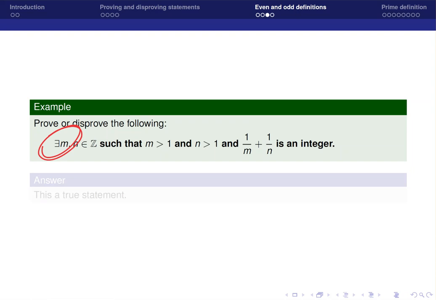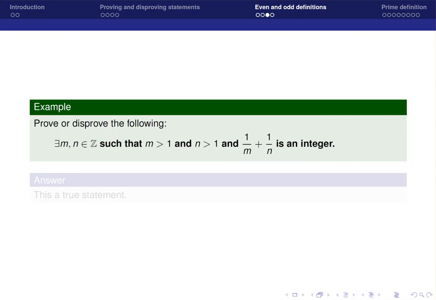It has "there exists" at the beginning. So if you want to prove it, then you must provide me two numbers, m and n, that are both integers, where m is greater than 1 and n is greater than 1, and the 1 over m plus 1 over n is an integer.